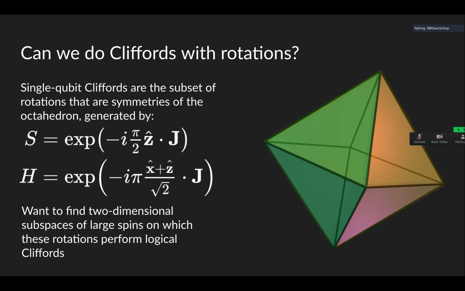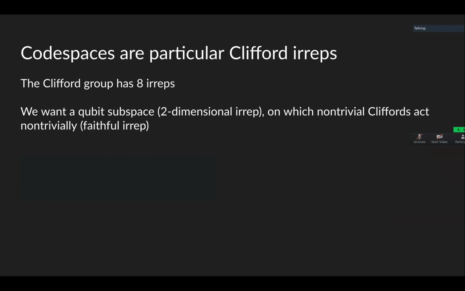And so what that means is that I want to find some code space in my spin system such that I can do a logical S gate by doing a physical S gate on my system, so a physical quarter turn about the z-axis. And similarly, I would like to have a code space where I can do a logical Hadamard by doing a physical turn of 1/2 about this x plus z direction on my actual spin. So if you think about this for a while, what you're really asking from a group perspective is you're looking for a faithful two-dimensional irrep of the Clifford group within this larger irrep of SU2.